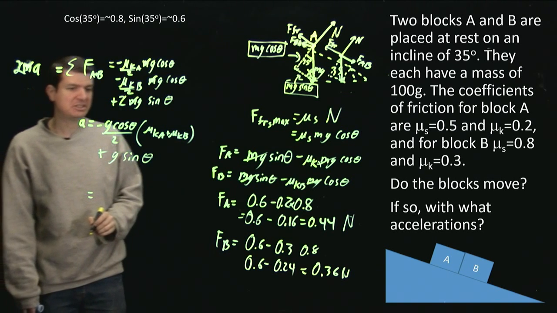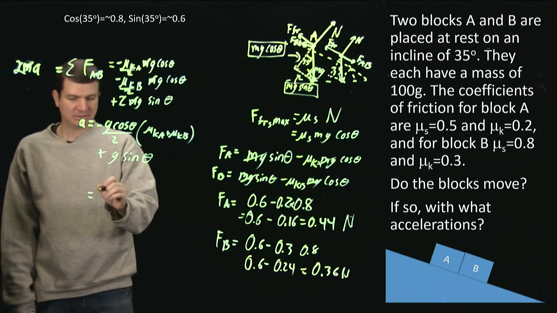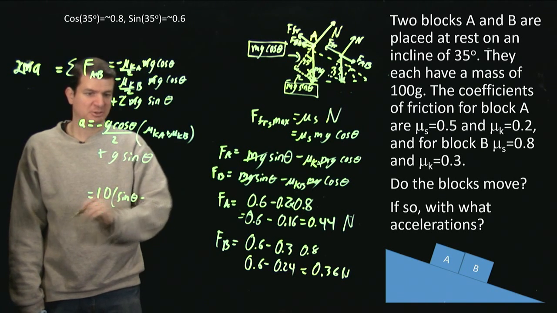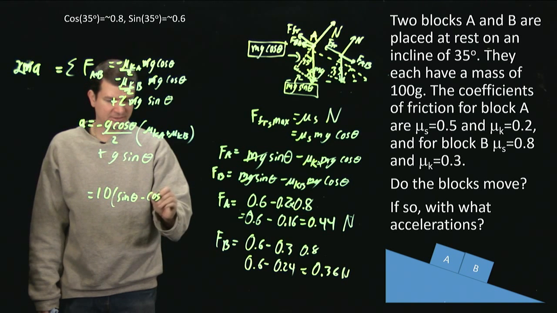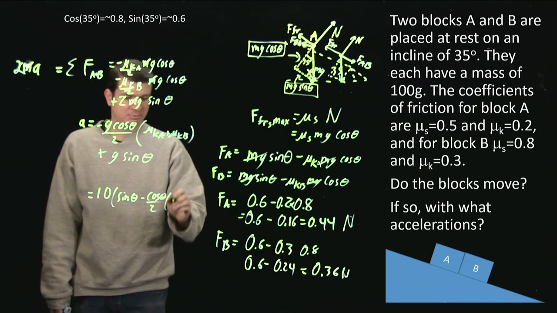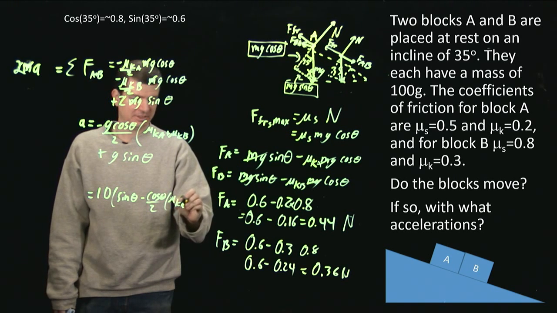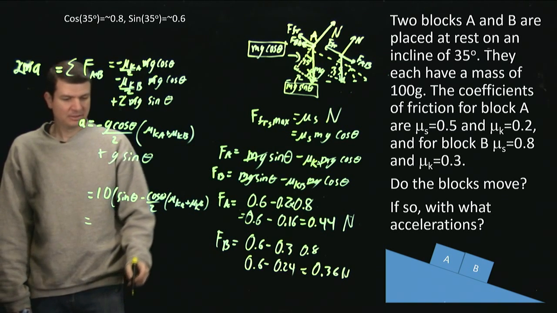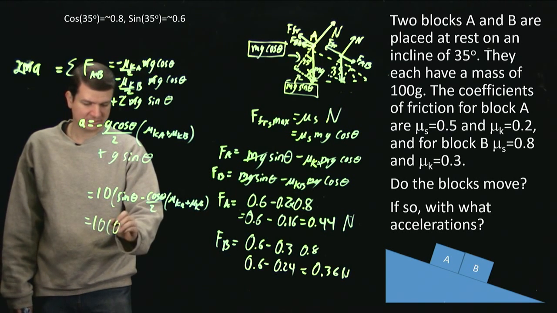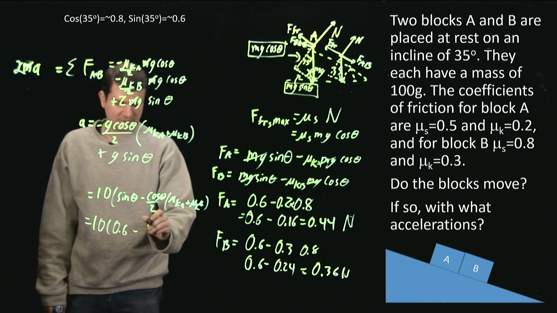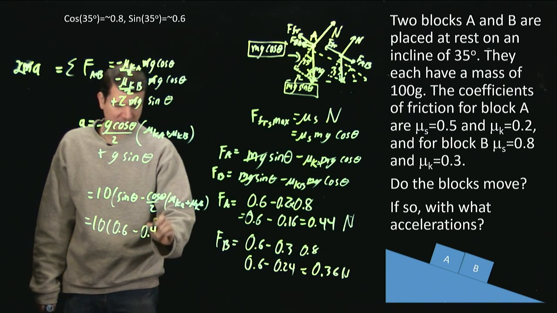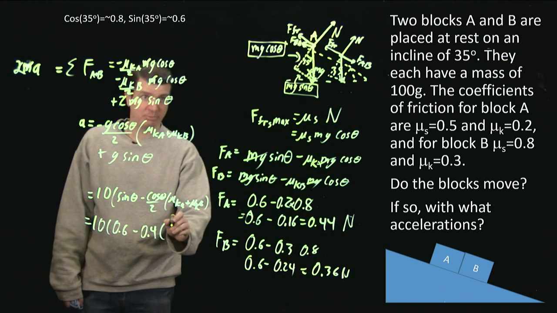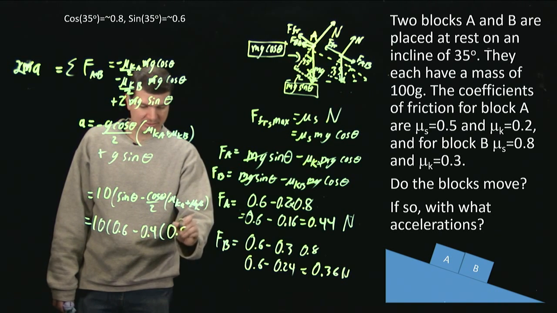All right, so we're treating g as 10. I'll factor it out. So we've got 10 sine theta minus cosine theta on 2 with this sum of the kinetic coefficients of friction. So that's 10 times 0.6 minus 0.8 divided by 2, so 0.4. And the sum of the coefficients of kinetic friction, there's a 0.2 and a 0.3, so we get 0.5.